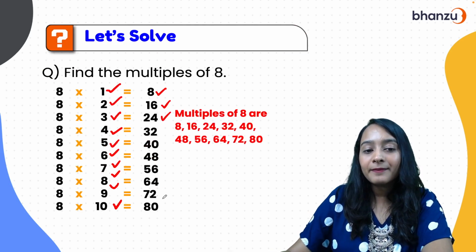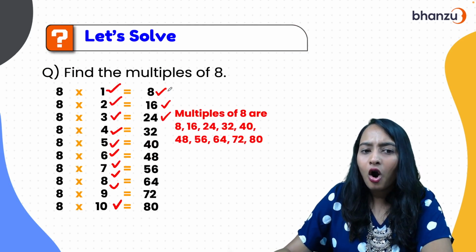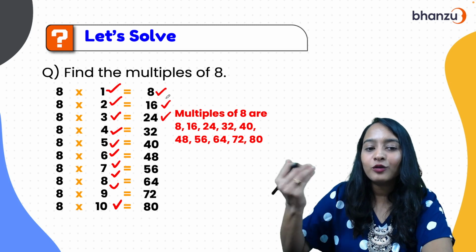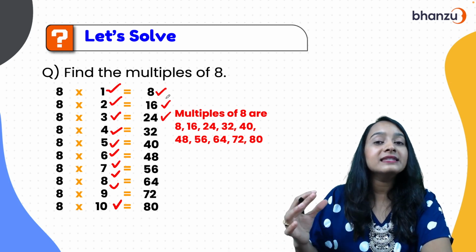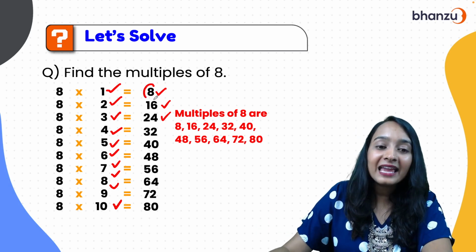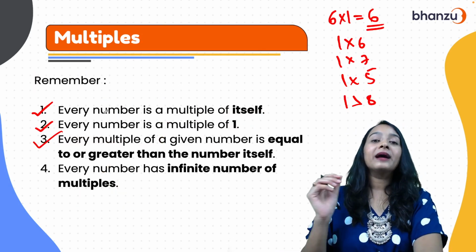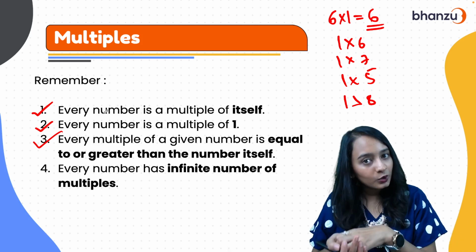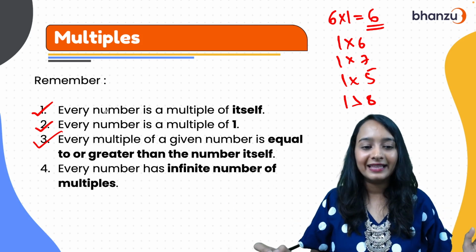Now when I'm talking about the multiples of 8, all the numbers here, 16, 24, 32, 48, all of these numbers are greater than 8. And this 8 is equal to 8. So the multiples of a number are either equal to the number or greater than that number.